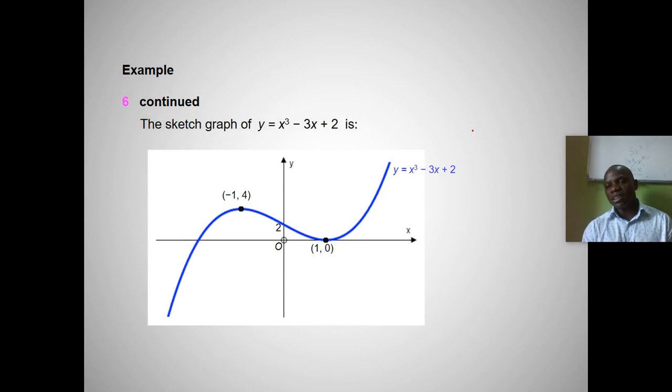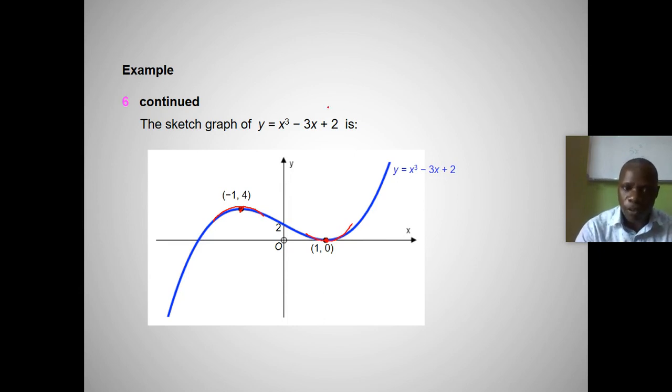Then we can sketch it. How do we sketch it? We know where negative 1 and 4 are, so we place it here. And we know where 1 and 0 is, so we place it here. We know this is maximum, so we put an arc like this. And we know this is minimum, so we put it like this.